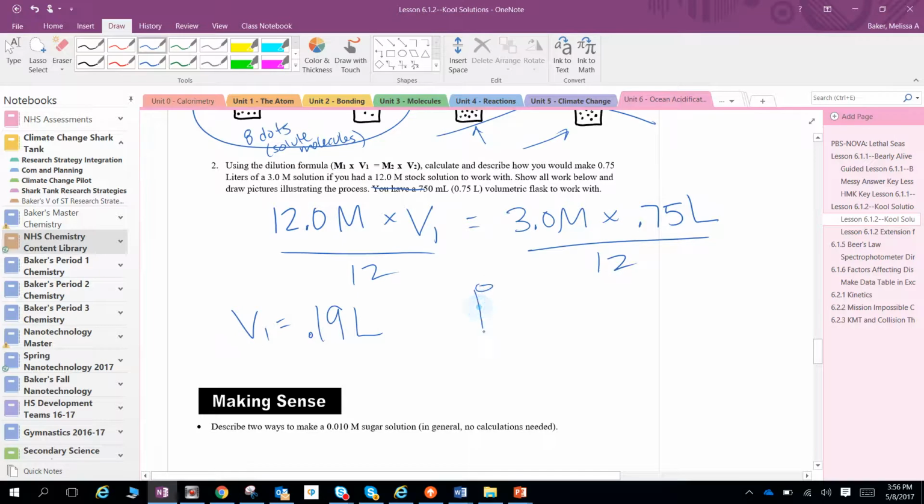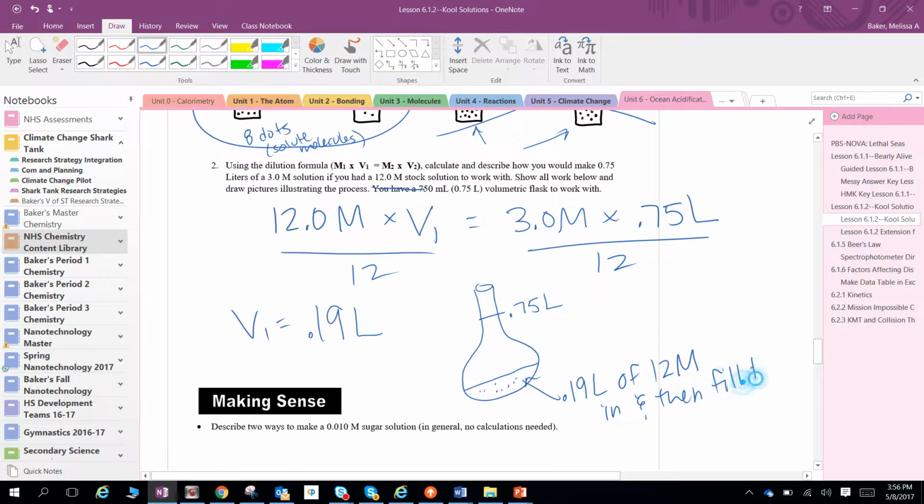Well, what does that mean? I've got a 0.75 liter flask, and what I'm going to do is put 0.19 liters of the 12 molar stock solution in here, and then fill to the line with water. When I do that, this is my water. Once this all mixes up, the whole thing is now going to have a more dilute concentration of 3 moles per liter.